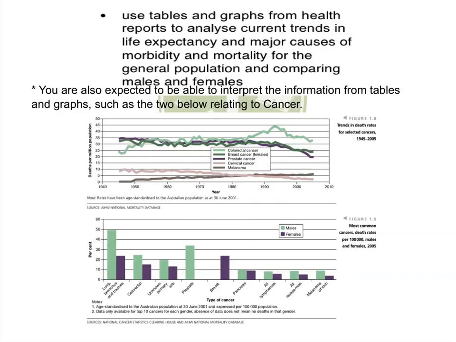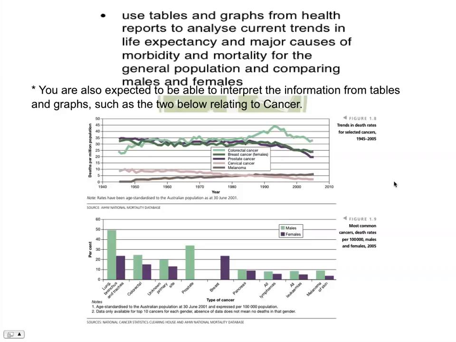The second Learn To states you need to be able to use tables and graphs from health reports to analyse current trends. So what that means is you need to be able to interpret graphs. And you can see the one we've got here on cancer, giving the death rates, which you can see expressed here on the left-hand side of the graph, gives the death rates for various types of cancer over the last 50 or 60 years, and that's a pretty comprehensive time period.